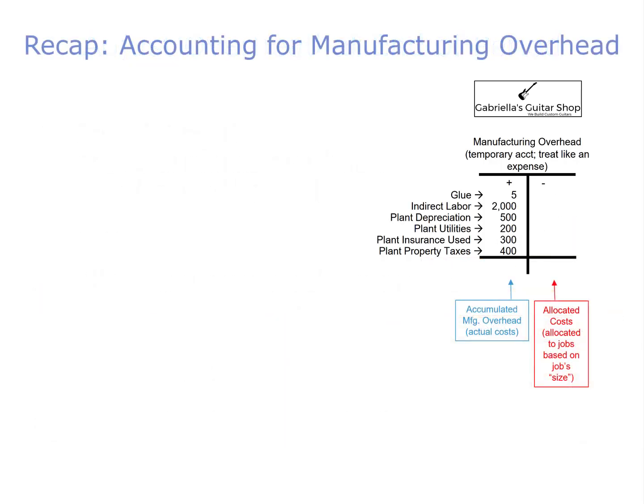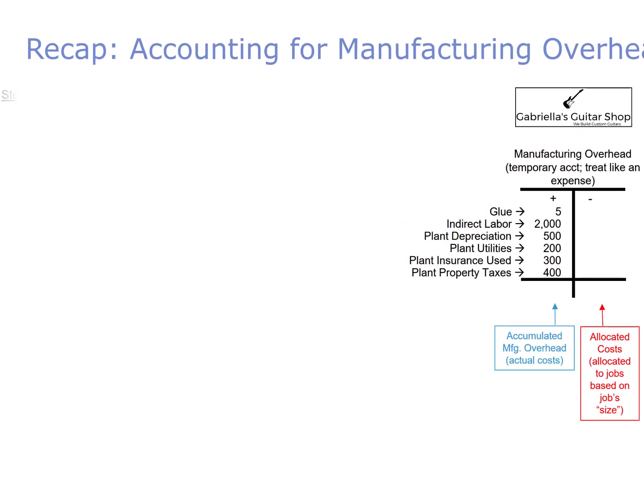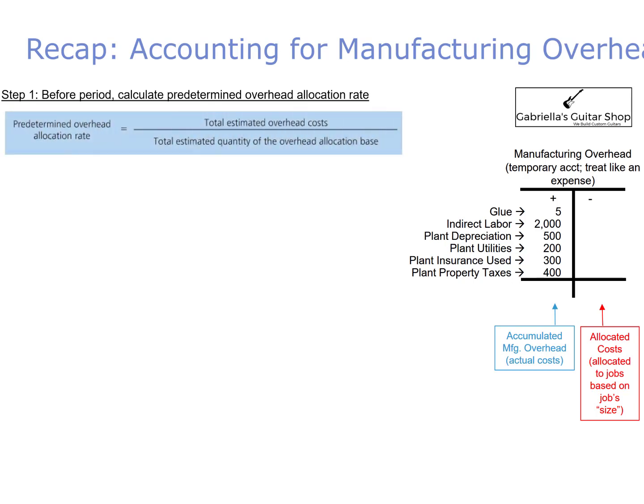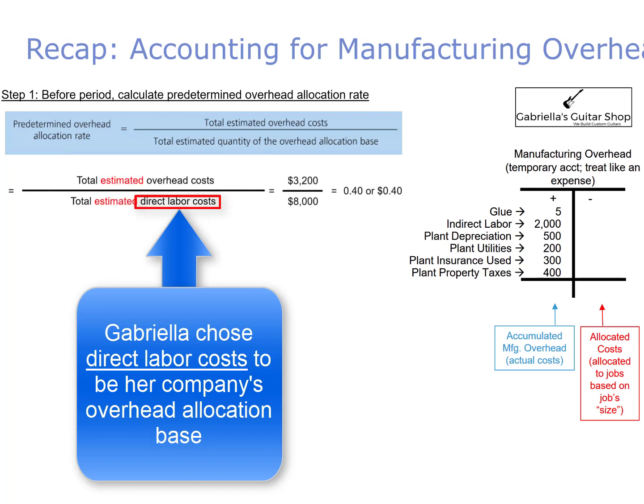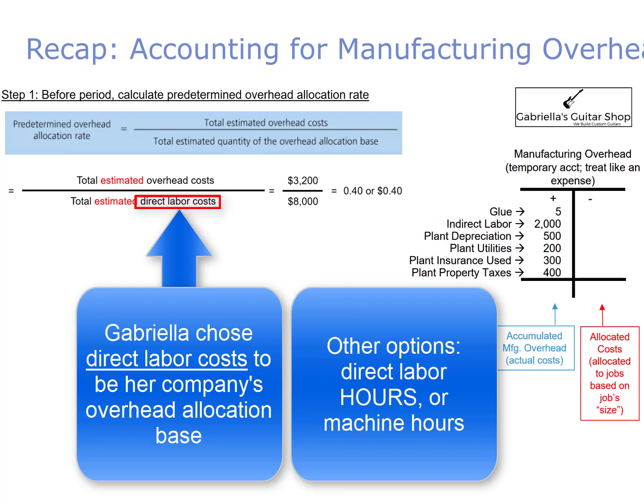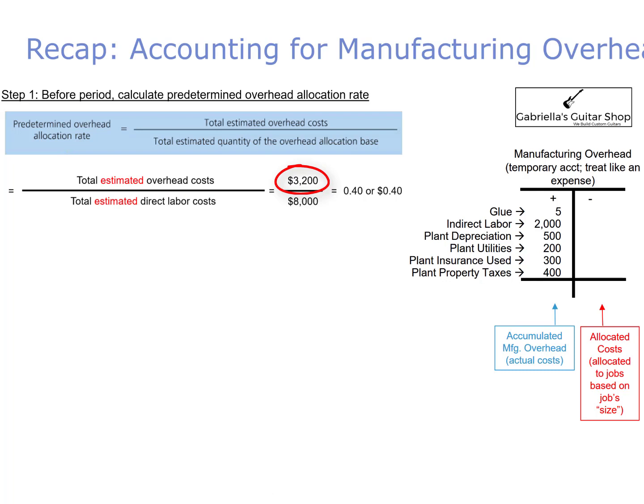So let's recap the 3-step accounting for manufacturing overhead. Step 1. Before the period, calculate the predetermined overhead allocation rate. The formula to do so is total estimated overhead cost for the period divided by total estimated quantity of the overhead allocation base. Gabriella chose direct labor costs as the allocation base. The accountant estimated that overhead costs for the period would be $3,200 and estimated that total direct labor costs would be $8,000. The result is a predetermined overhead allocation rate of 40 cents.